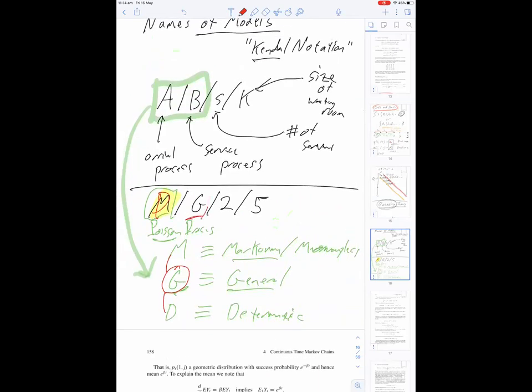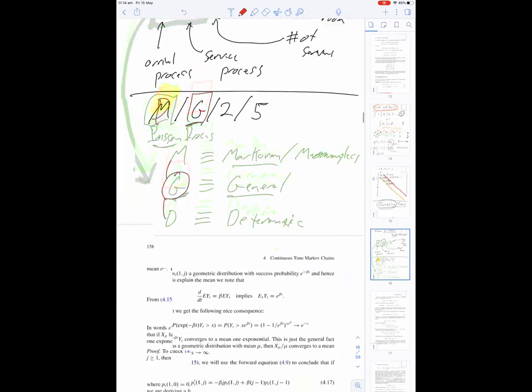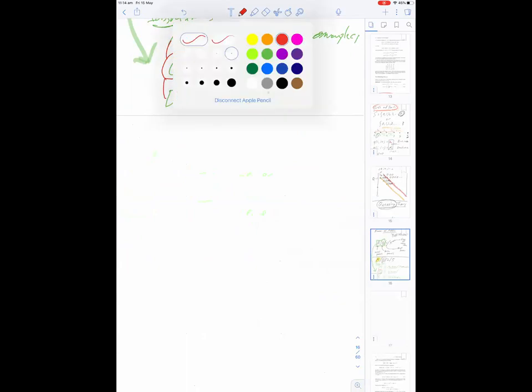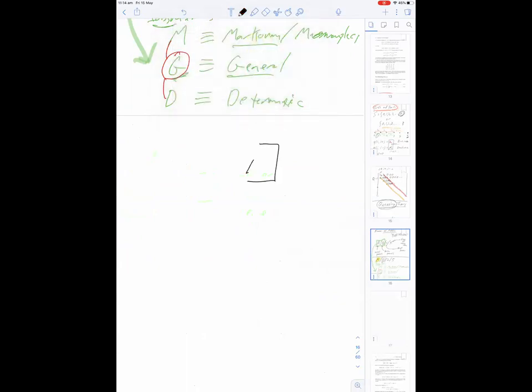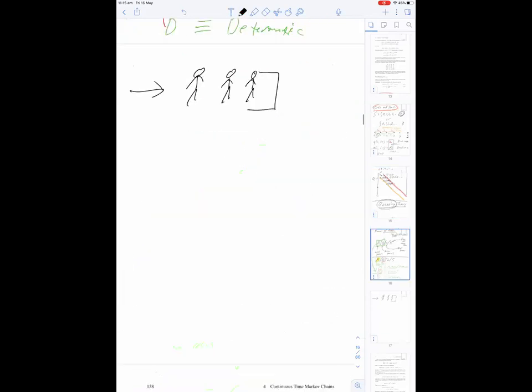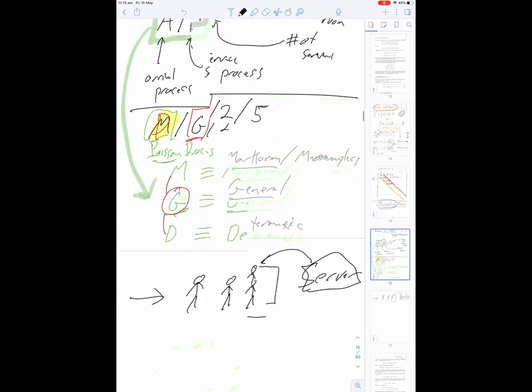Now, the second letter here is the service process. The story we need to have in mind is there's this queue, I think I drew this last week, yeah, I did, and there's an arrival of people or items, etc. And here is the server.